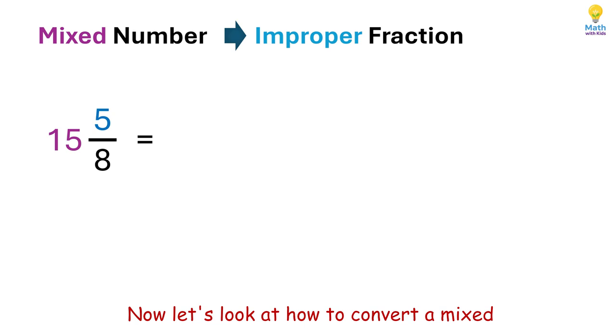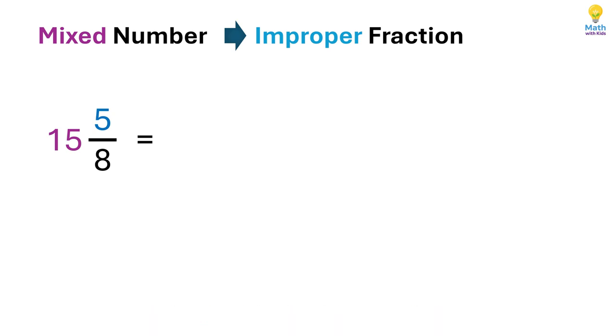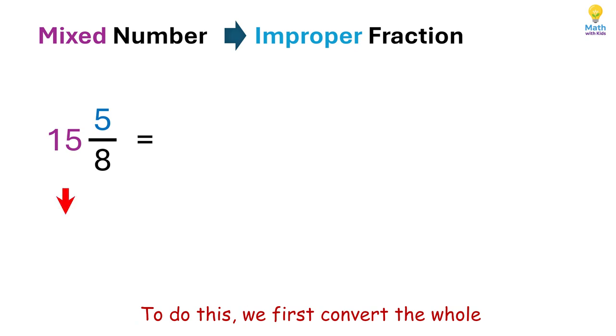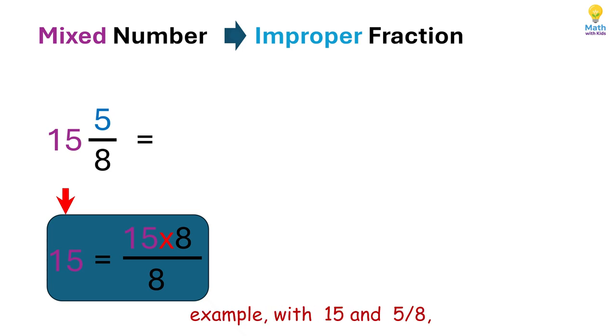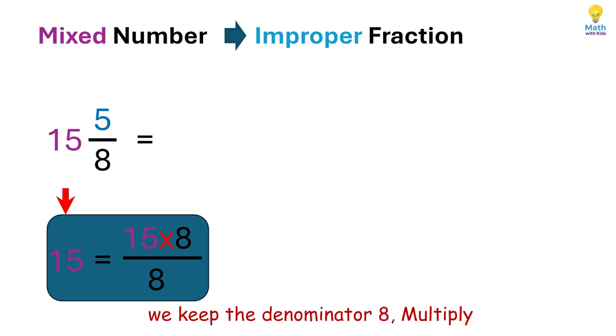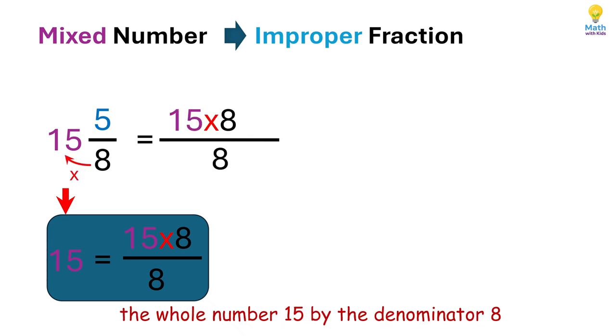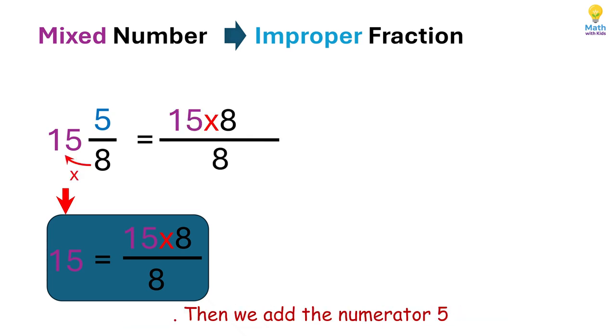Now let's look at how to convert a mixed number back into an improper fraction. To do this, we first convert the whole number into a fraction, then add the existing fractional part. For example, with 15 5/8, we keep the denominator 8. Multiply the whole number 15 by the denominator 8. Then we add the numerator 5.